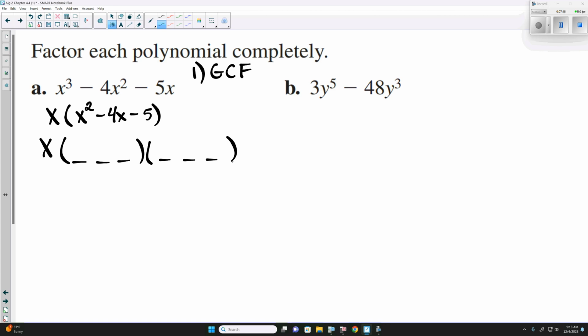Now we look for the sign. If the third term is positive, the signs are the same. It matches the sign of the middle term. If the third term is negative, the signs are opposite. So since it's negative, one of them is going to be positive, the other is negative.